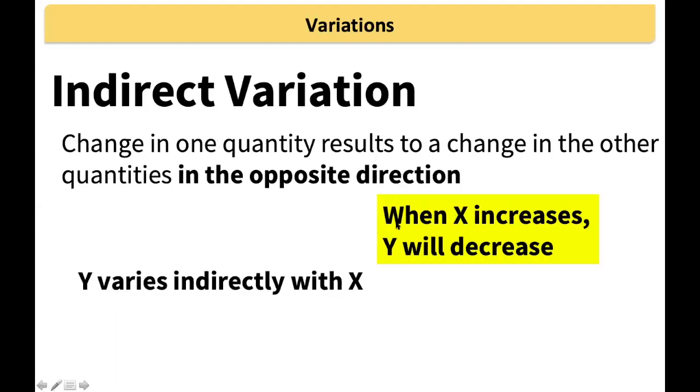Okay, ano naman ang indirect variation? So, indirect variation is when yung change ng isang quantity or variable will result to a change in the other quantities or variable in the opposite direction. Ano ibig sabihin nun? When we say y varies indirectly with x, kapag yung x tumaas, yung y is bababa.